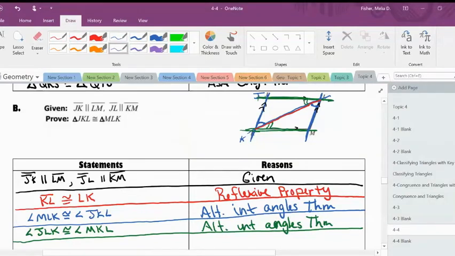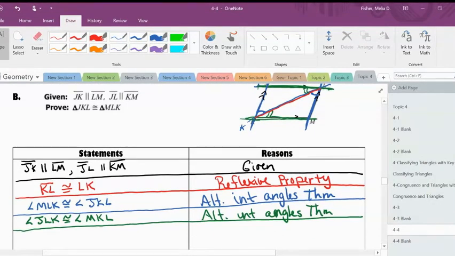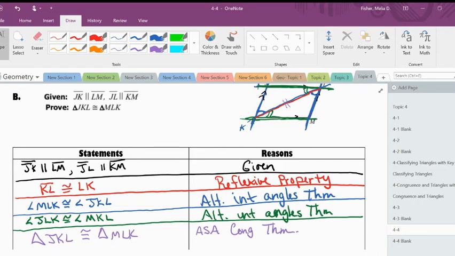I now have enough information to prove that the triangles are congruent. And I can say that triangle JKL is congruent to triangle MLK, and the reason is angle side angle congruency theorem. Go ahead and pause your video, do the try it, and return to check your answers.